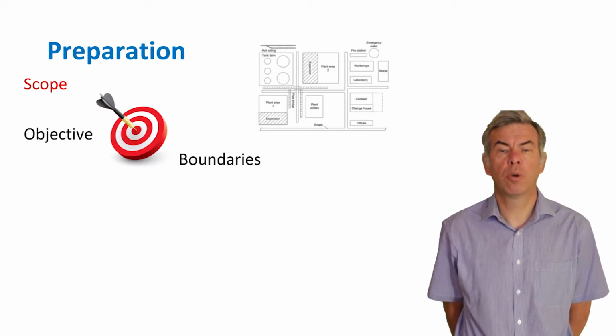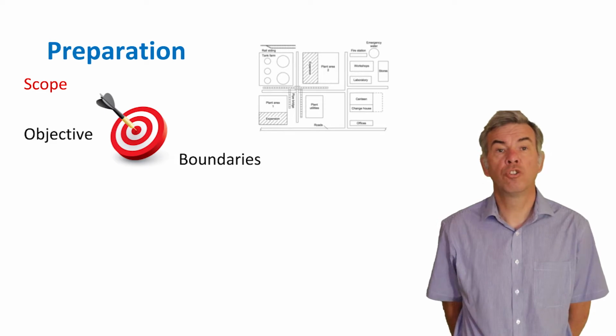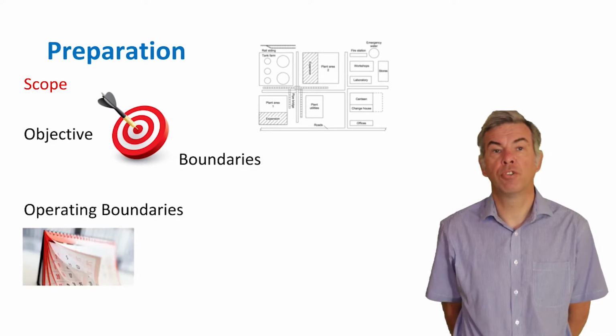What's in scope and what's out? Are we going to consider the whole site? A unit, for instance, or just specific vessels? Thirdly, we need to identify the operating boundaries.